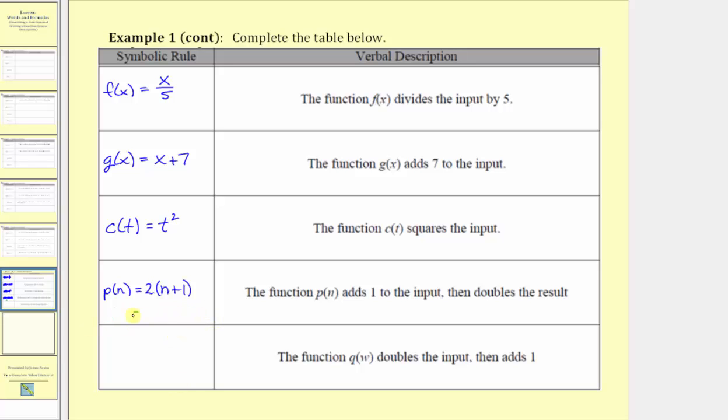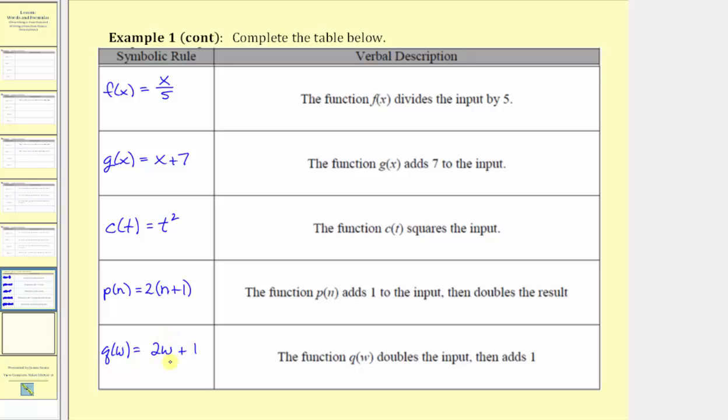And finally, our last example, the function q of w doubles the input and then adds 1. So because the function is q of w, the input is w, and the first thing q of w does is it doubles the input, which means it multiplies w by 2, which we can also write as 2w, and then it takes this result and then adds 1. So we have the quantity 2w and then plus 1.